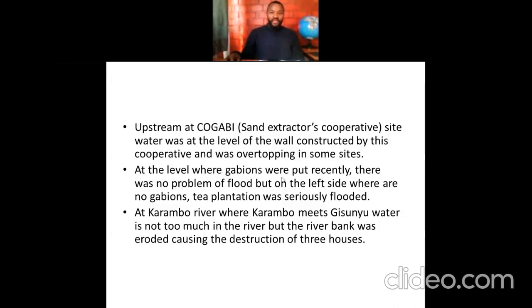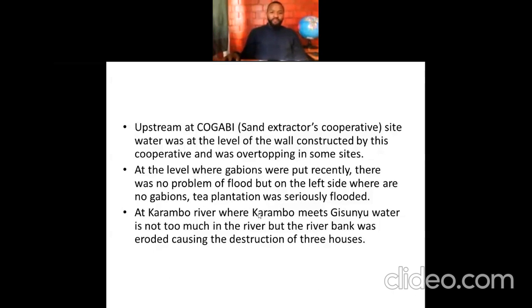At the level of the gabions, where they had constructed some gabions to protect areas from flooding, gabions were able to protect from floods, but on another side where there are no gabions, flood was happening. So if gabions were constructed on one side of the river, the side that had no gabions was flooded, especially the tea plantation that was very seriously flooded.